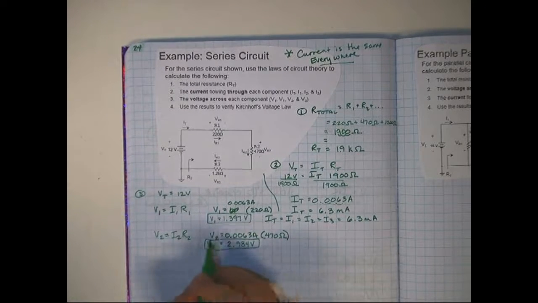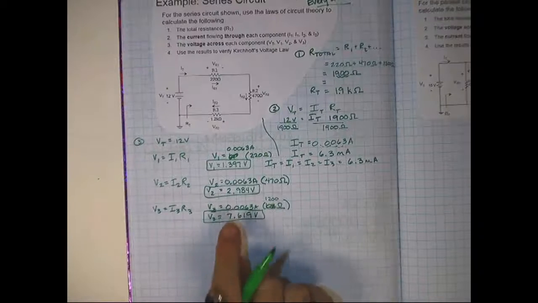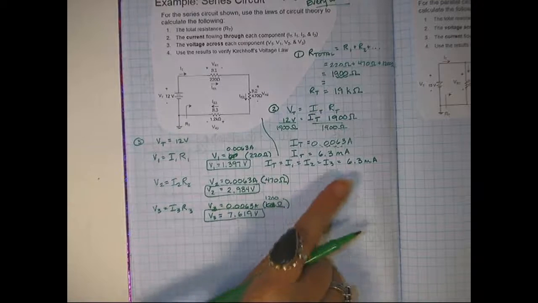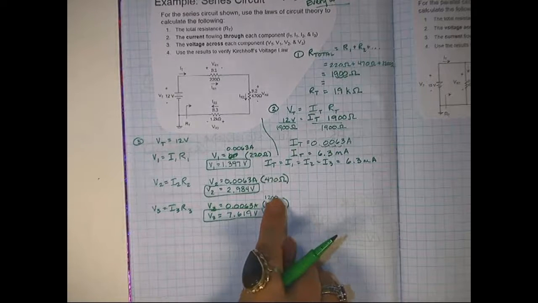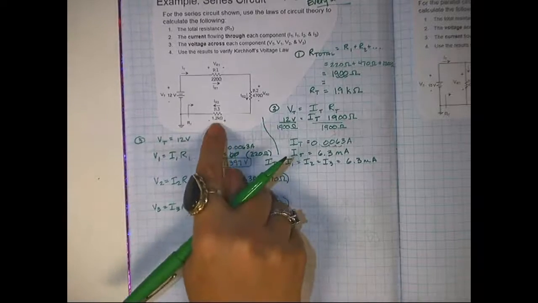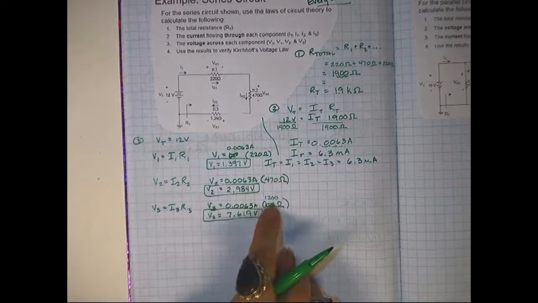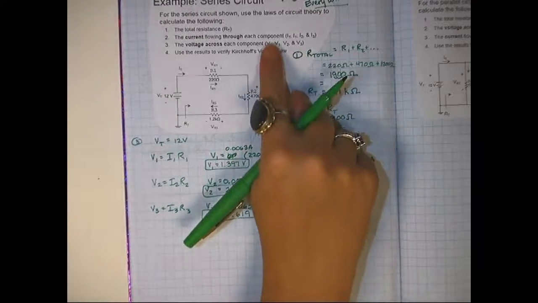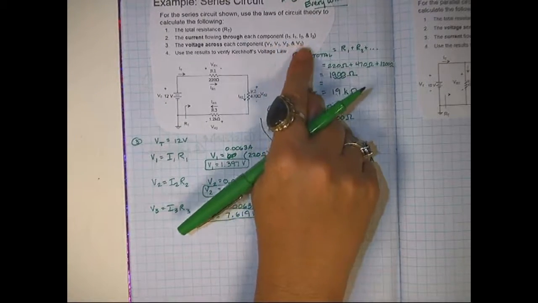I'm going to do the same thing for the third one. Pause and rewind if you need to get these down. So to find V3, we plugged in the current, same current that we had here, 1200 ohms. You have to use the 1200, not the kilo ohms, but the regular ohms. Multiply that on your calculator and you get this answer here. So that's what they ask us to do in part 3. We found VT, V1, V2, and V3.